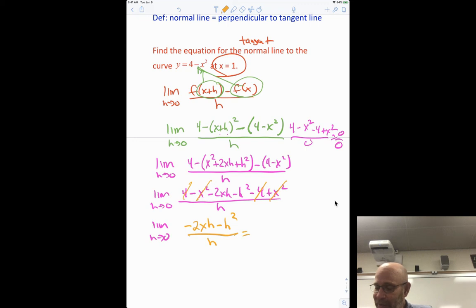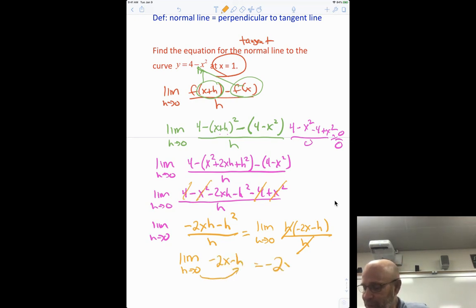However, I can do a little factoring here, and we can go limit as h approaches 0. Let's just factor out an h. If I factor out an h, what's left is negative 2x minus h all over h. The h's cancel. And now I get the limit as h approaches 0 of negative 2x minus h. Plug in the 0, and I get negative 2x. So that's the answer to that limit question.